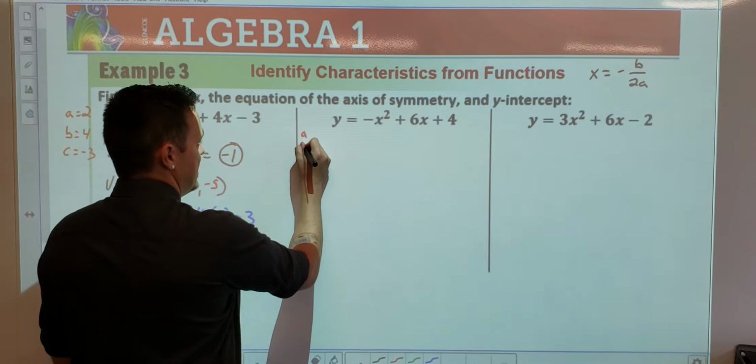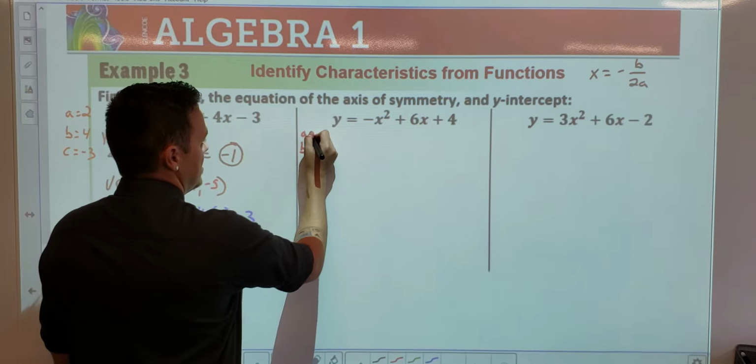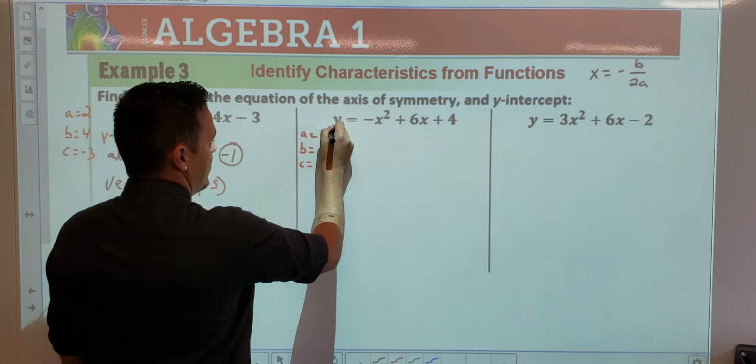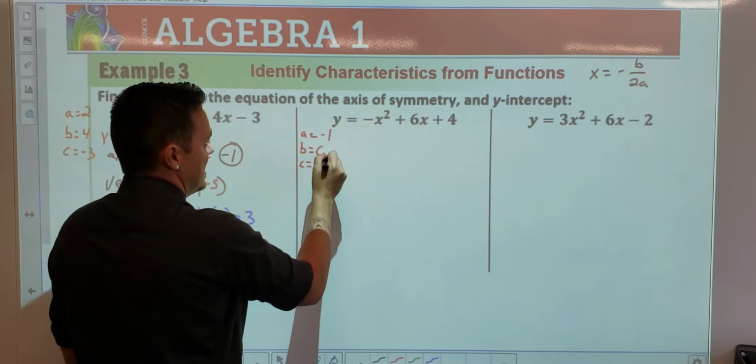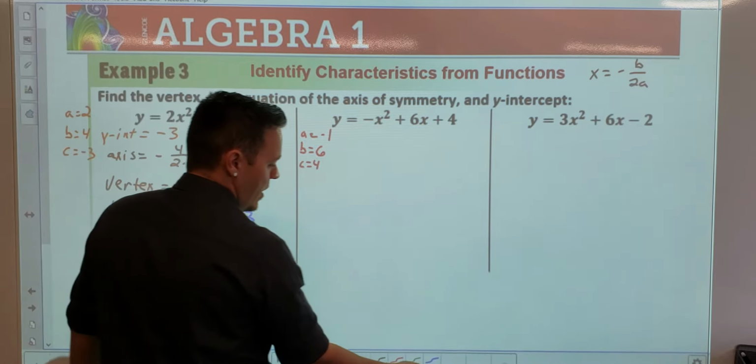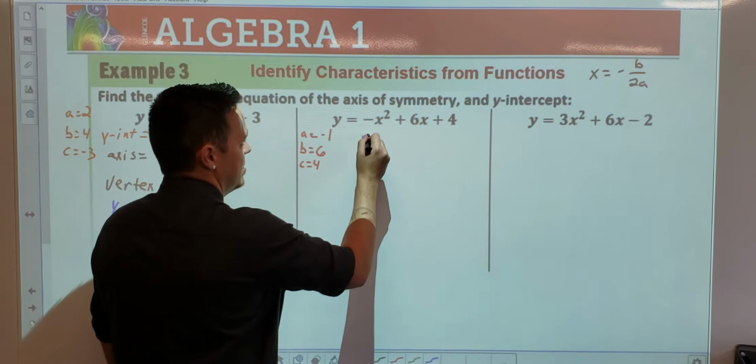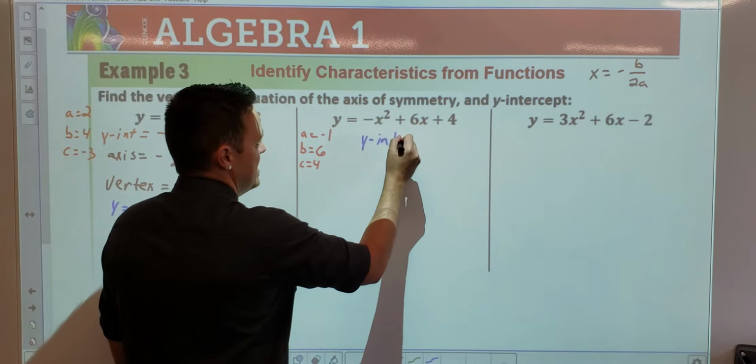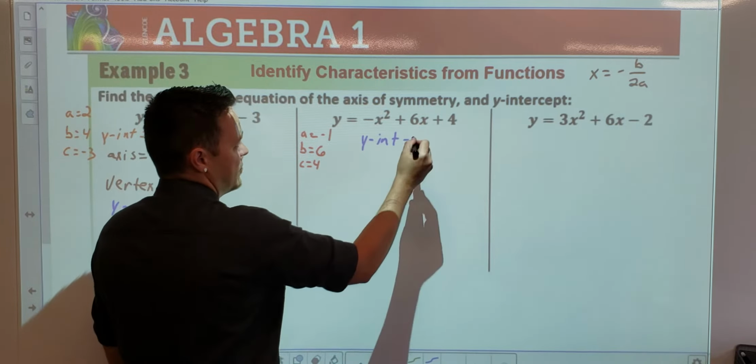All right, the next one. Let's do the ABCs again. This A is -1, this B is 6, and the C is 4. Going off of this information, we know the y-intercept is the C value, which is 4.